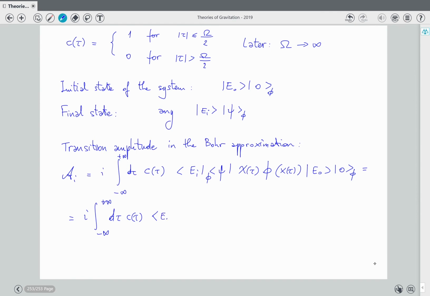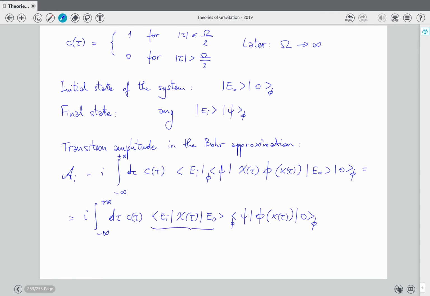and write the average of chi of tau, the field of the detector, between the initial state and the final state, times the average of the field phi between its initial and final states. So that is the object that we want to compute.